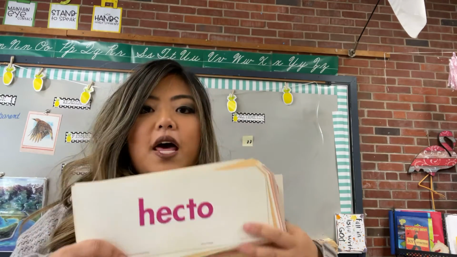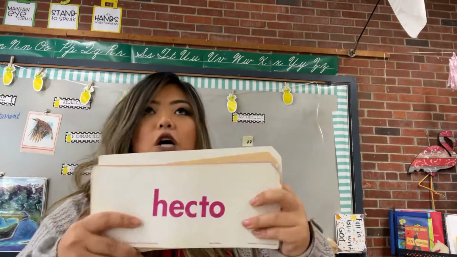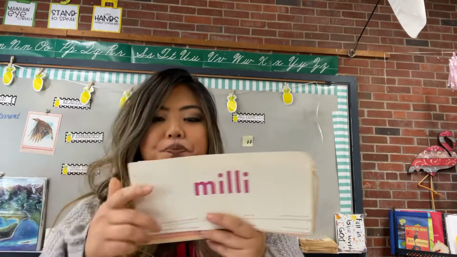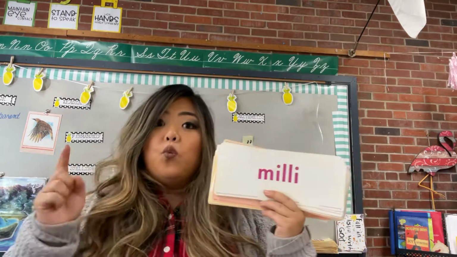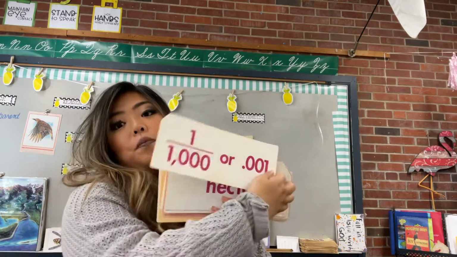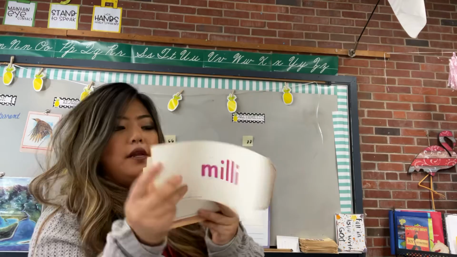What's hecto? Hecto is 100. Remember, all the ones that don't end in E are larger than 1. This is hecto, and it is 100. Milli. It's our tiniest one. 1/1000th or 0.001.